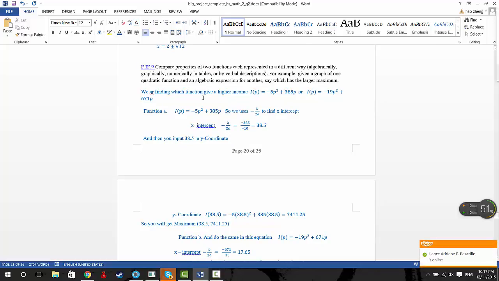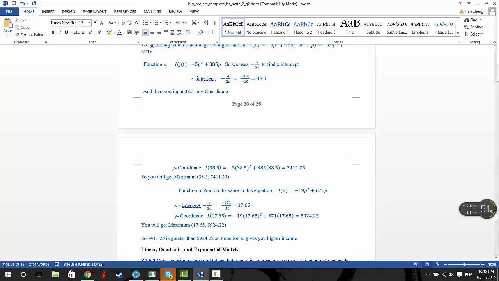Okay, we are finding which function gives the higher income. So this is a hard one, very hard, one of the hardest. We are comparing two quadratics to see which has the larger maximum. So here's one of the quadratic functions, and here is another quadratic function. For function one, we try to solve it. So we use this thing.